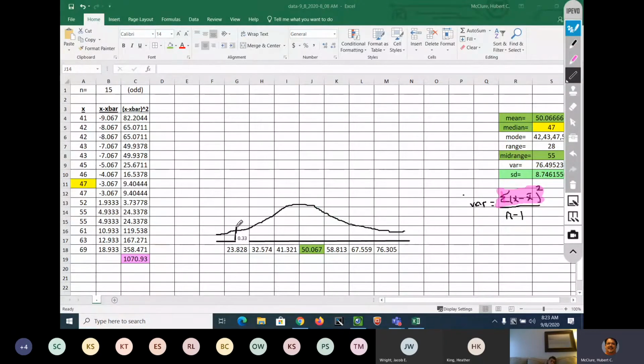Don't laugh at me. The 50 is supposed to be the highest. The curve is supposed to be in the middle right here. I messed up.